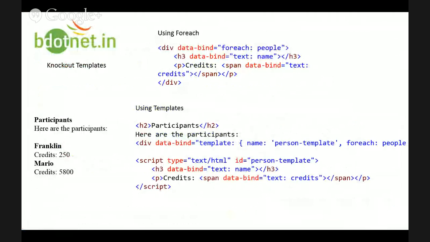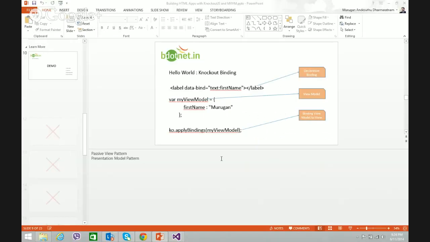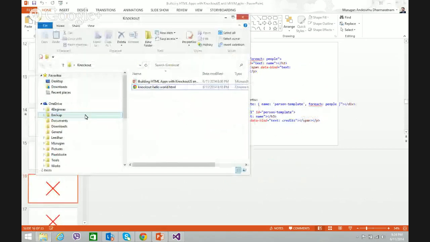Now this is an example of an HTML template binding. Here the output that we are expecting is this, the participants. Here are the participants, and list out the participant name and the amount of credits. I will just open the sample code.